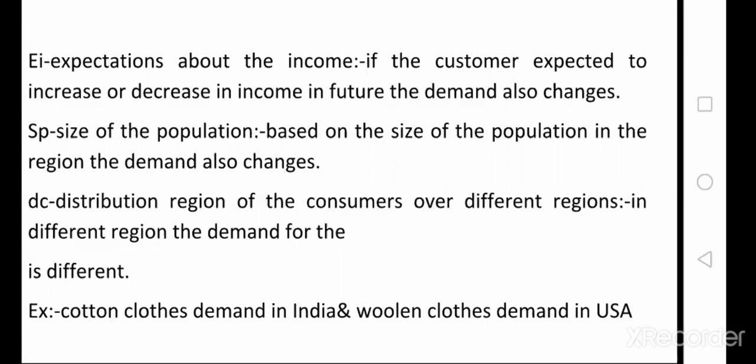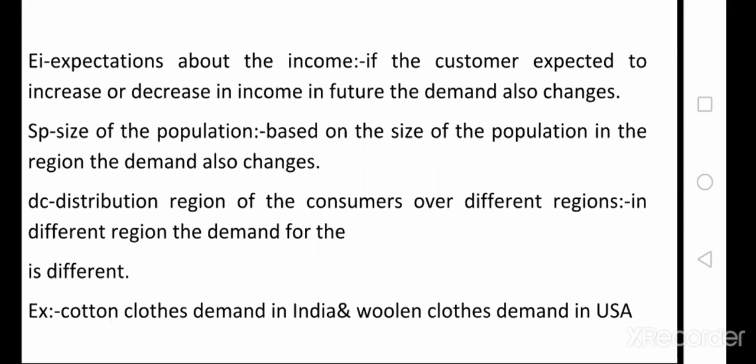Based on the size of the population in a particular region, the demand also changes. That is, the demand for a product depends upon the size of the population. If in a particular area the population is very high, automatically the demand is high. And if the population in a particular area is very low, the demand is also less when compared to a highly populated area. So based on the size of the population, the demand also changes.